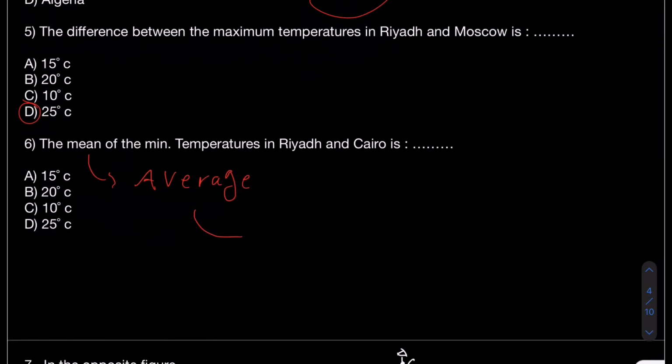An average is, for example, if you have x and x, right? The average of x and x is x plus x over 2. Why 2? Because we have x and x. If we had a third x here, we would add it, and this would be 3, right? So it's adding everything together and then dividing it by however many things there are. So that's how you find the average of literally anything. And they don't want to find the average of everything. They want to find the average of the minimum temperatures in Riyadh and Cairo.